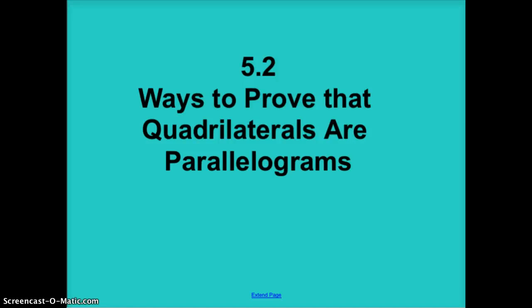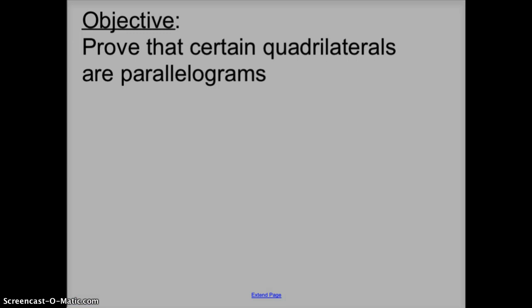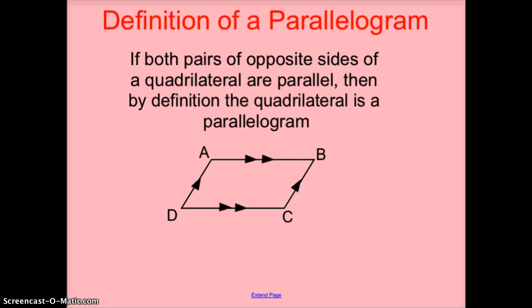All right, so today we're doing 5.2, ways to prove quadrilaterals are parallelograms. In this chapter, we're trying to get enough information to prove that a quadrilateral is a parallelogram based on the information and criteria in the definition of a parallelogram. So as we know, the definition is a four-sided figure with opposite sides parallel.